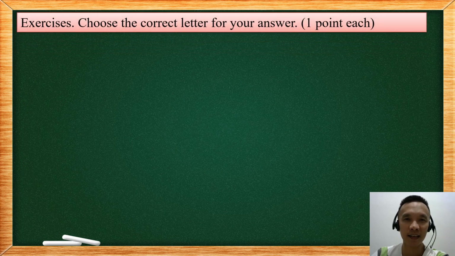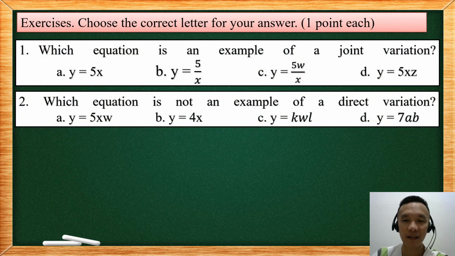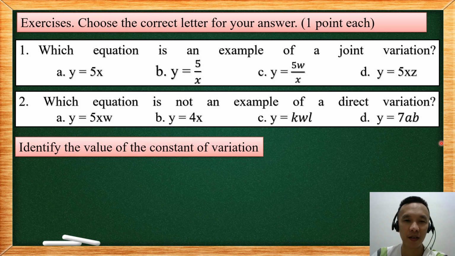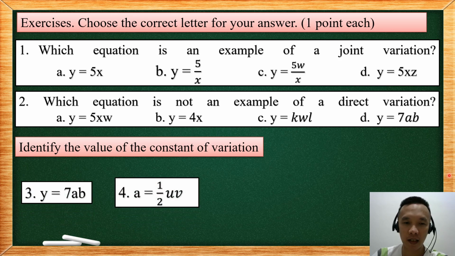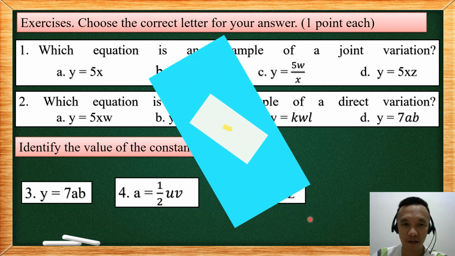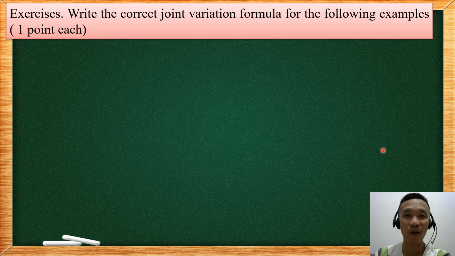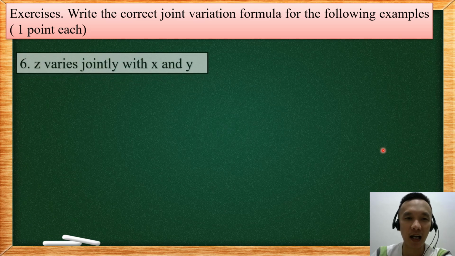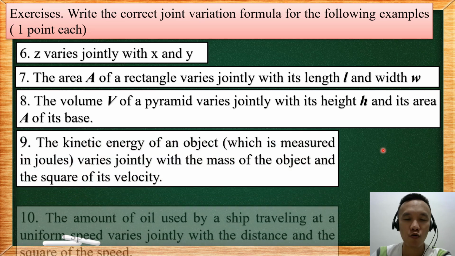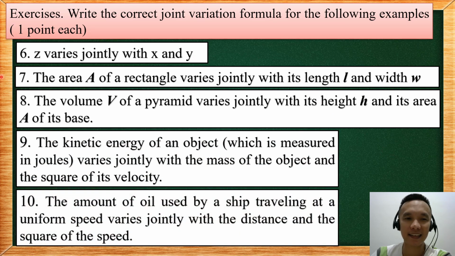So let's have exercises for you to answer. So the first one is just write the correct letter of what is asked in the problem. So that is for number 1 and for number 2. And for number 3 to number 5, you identify the constant of variation. You are going to write it. And for 6 to 10, you are going to write the formula. So this is our problem. So you are going to transform these sentences into its formula for joint variation.